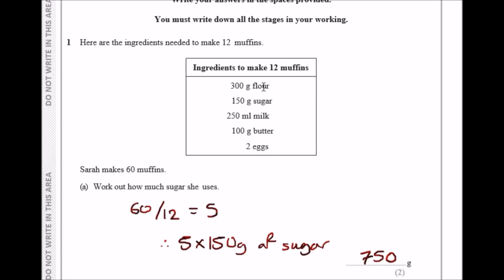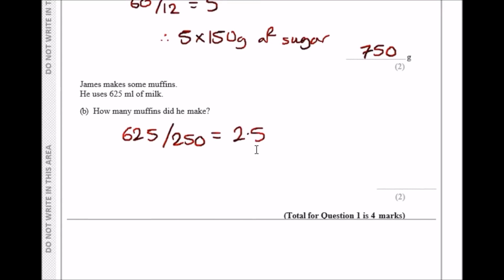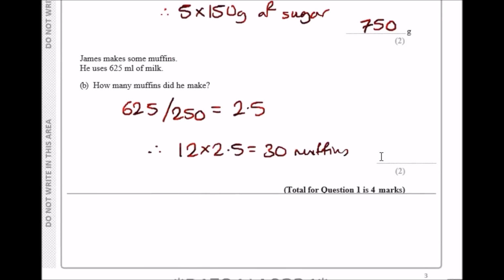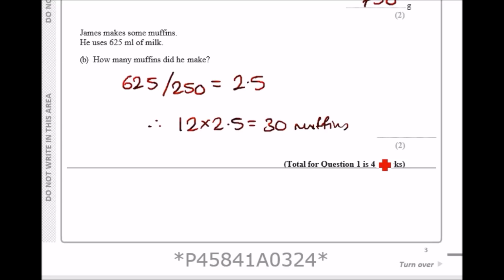Because it's 12 muffins per 250 milliliters of milk, he needs to do 12 times 2.5 to get the total number of muffins. So we can say 12 times 2.5. This should give us, in my head, about 30 muffins. And again, just like the previous question, you would obviously need to multiply everything by 2.5 if you want to make 30 muffins. But for the purpose of this question, you just want to see how many muffins he made. And voila, the answer is 30. Sweet. Now let's move on to number 2.